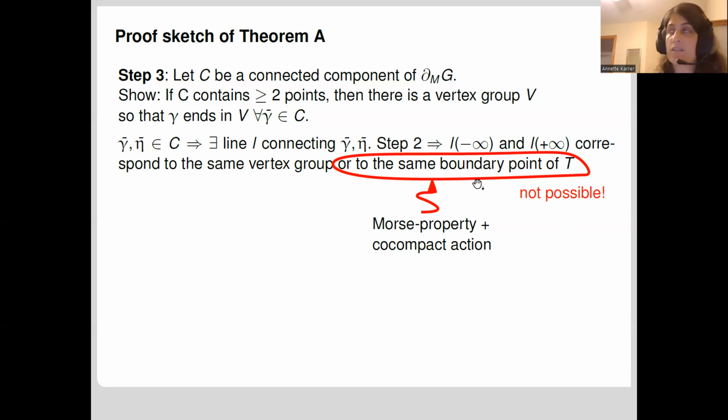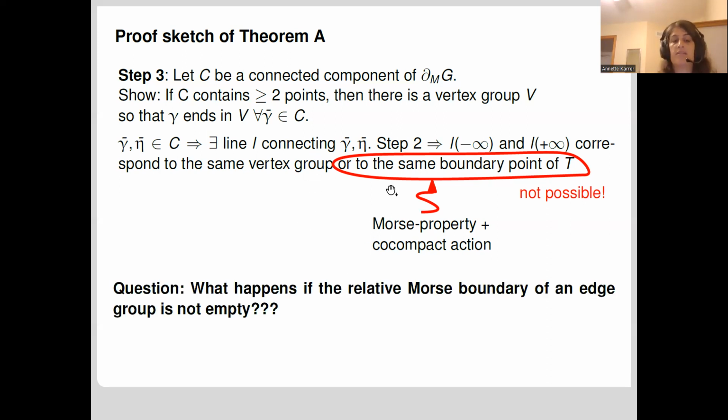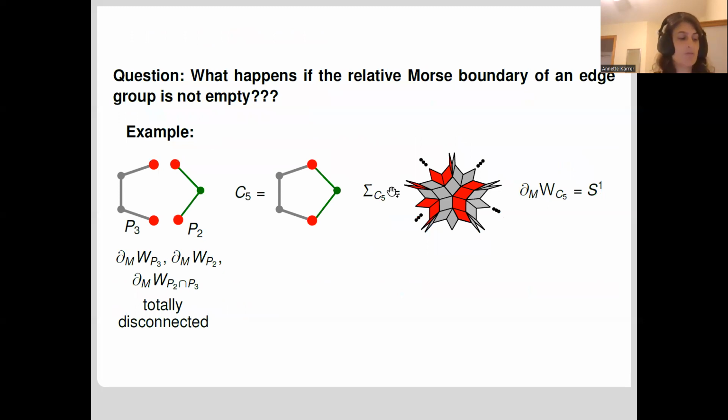So what we saw now is that if the edge group does not contribute to the Morse boundary of the ambient group, then we can say quite a lot about the connected components of Morse boundaries, which is quite nice, but this condition was very important. So we can now ask a question: what happens if the relative Morse boundary of an edge group is not empty? The first example one would have in mind is the example where we glue a 3-path and 2 paths together along those two vertices here.